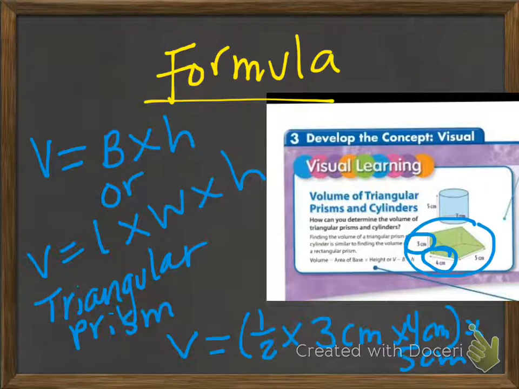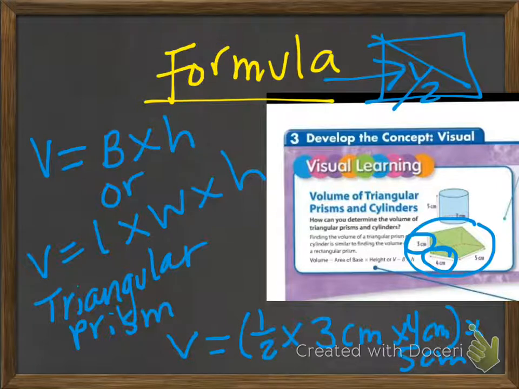Now, why are we using half? Remember, a triangle is half the measurement of a rectangular shape, right? You have a rectangular shape, a triangle is half, right? Half a rectangle, so that's why we have that half measurement there.